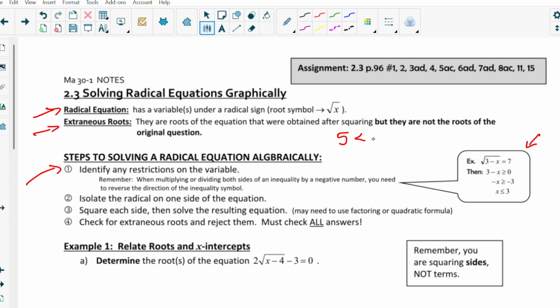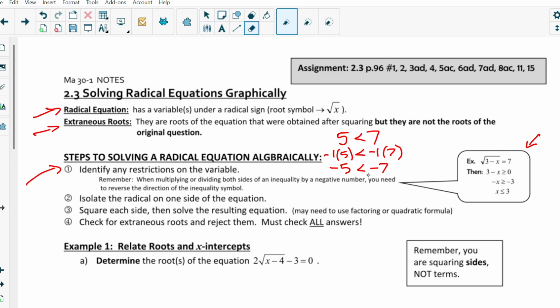I know 5 is less than 7. What if I multiply both sides by -1? This will illustrate why we reverse the sign. So now I have -5 is less than -7. No, it's not. It's greater than. So that is why the rule is there. When you multiply or divide by -1, you always reverse the sign. Okay, so this is using real numbers as an example.